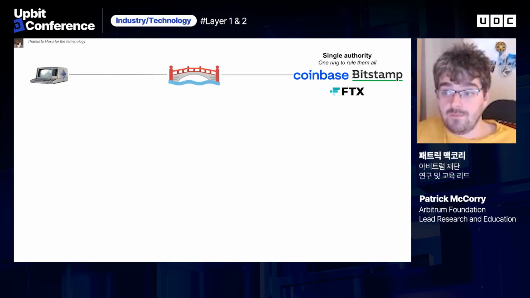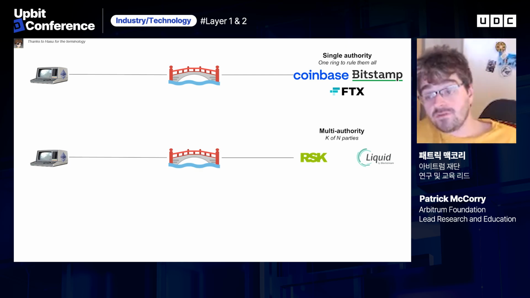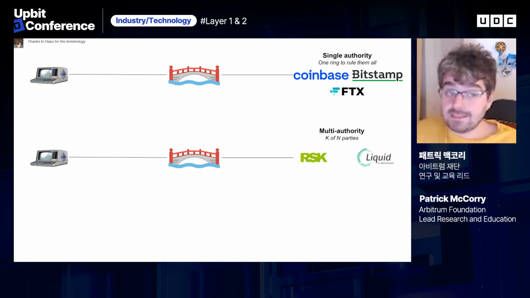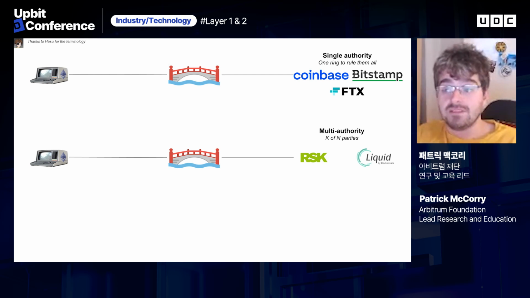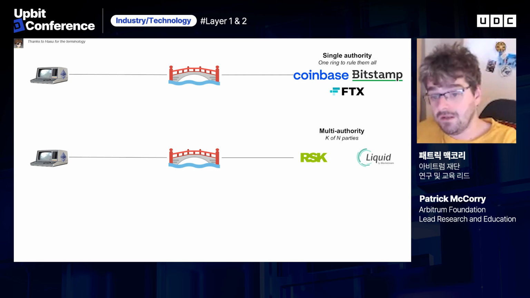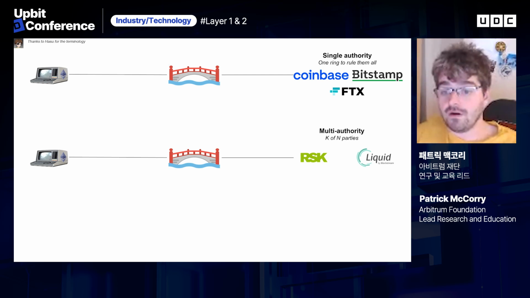Now, the simple example is a single authority. Maybe the bridge will just trust the system's operator. It could be Coinbase, Bitstamp, or FTX. Maybe there's multiple authorities. Maybe you design a system to say, well, what if I trust 2 out of 3? Let's say Coinbase and Bitstamp and FTX. If 2 of them say that Alex can get 1,000 ETH, then maybe I just trust that word. That's sort of how RSK works. That's how Liquid works. K out of M parties.